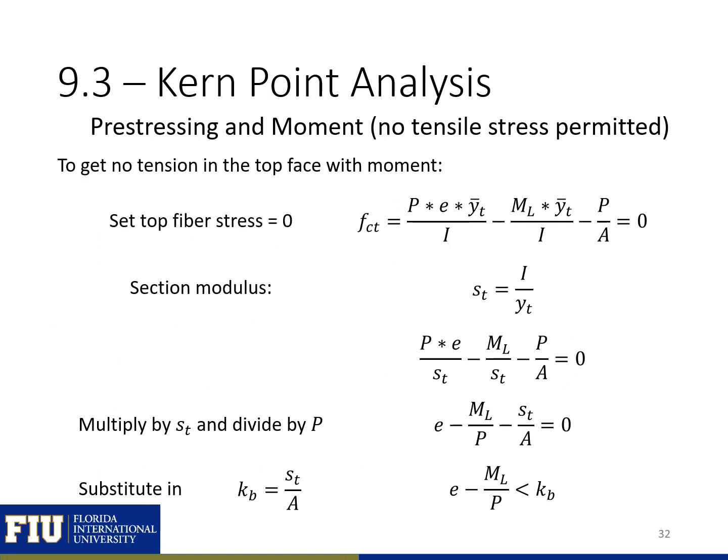So if we set our top fiber stress equal to 0, we'll have our flexural stresses from our strand eccentricity, P times E, and then we'll also have our flexural stresses from our externally applied load, My over I, and then our axial stress, P over A, equal to 0. So we can simplify the expression and solve for our KB component here. So we have our eccentricity minus our live load moment divided by P needs to be less than our KB.